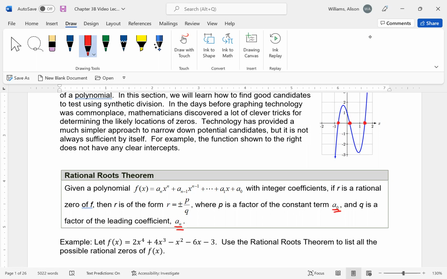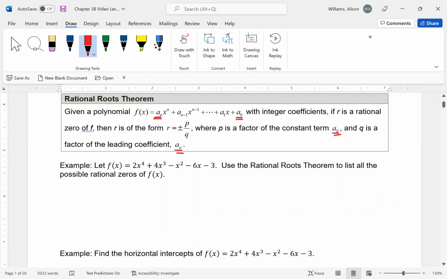So what we're going to be looking at is the first and last numbers in the polynomial, and what numbers they have as factors. That's going to help us figure out possible potential zeros for the polynomial. Okay, kind of rough to say, a lot easier to see. So let's do an example, and I think that'll help make sense from that statement.